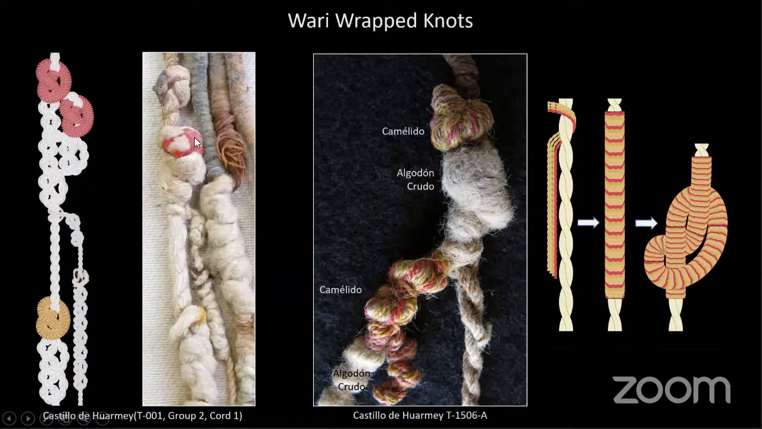In fact, I suspect this may be a feature of Wari khipus that are wrapped, where they contrast camelid hair with cotton. This is not wrapped with raw cotton, it's just unwrapped, but the first knot here is red, this one's red, and this one's gold, although a lot of the camelid hair has disintegrated over time.